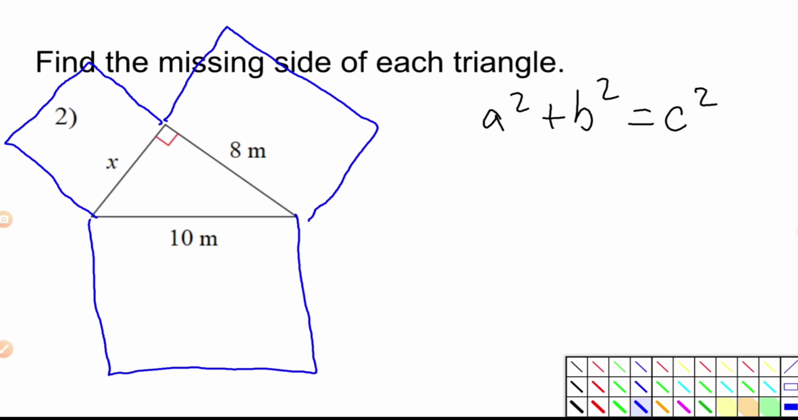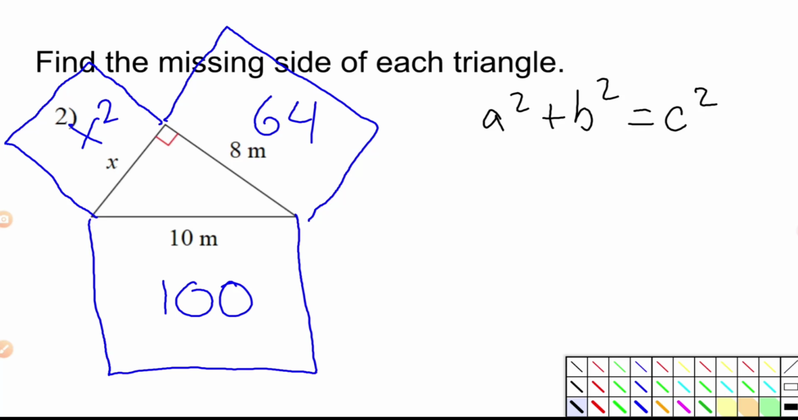This side has a side of 10, so 10 squared would be 100. So this has an area of 100. 8 times 8 is 64, so this has an area of 64. And x times x is x squared, so this has an area of x squared. Now, we should be able to see where those go.